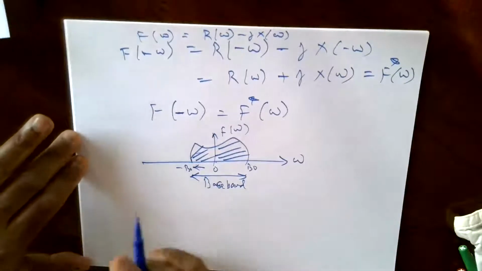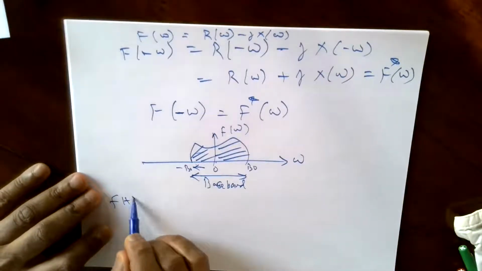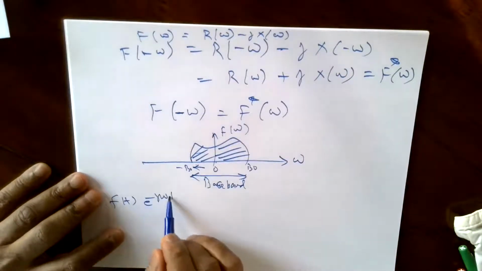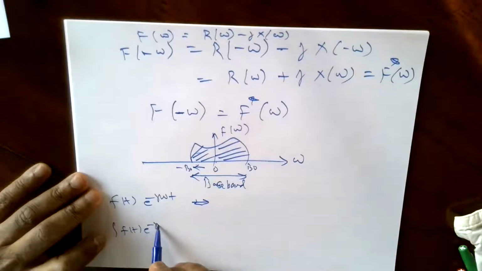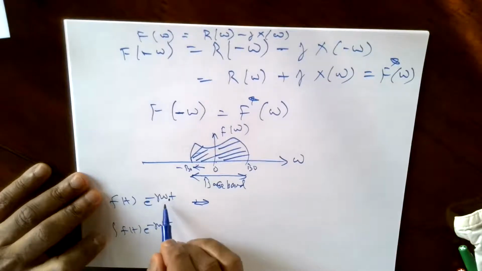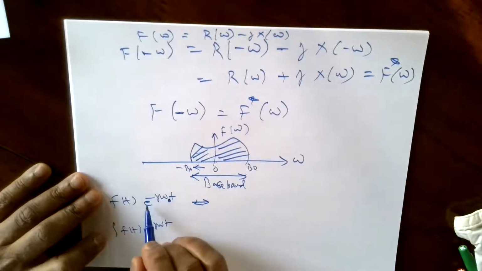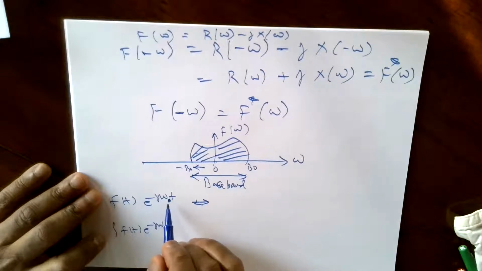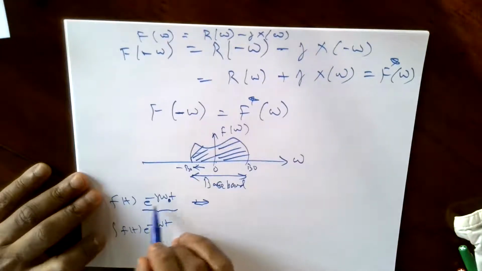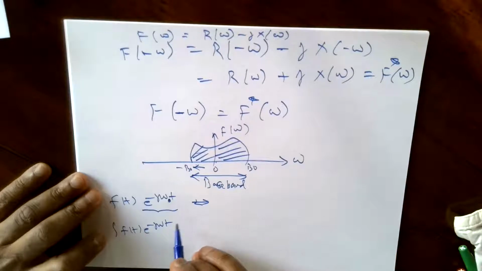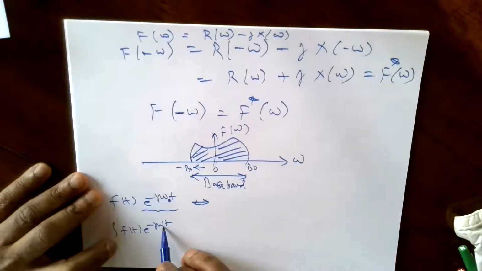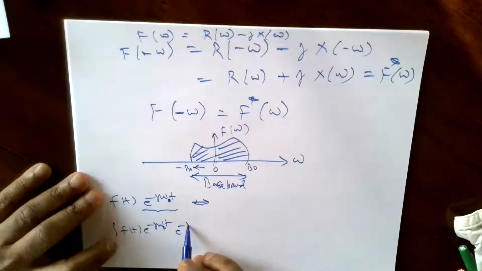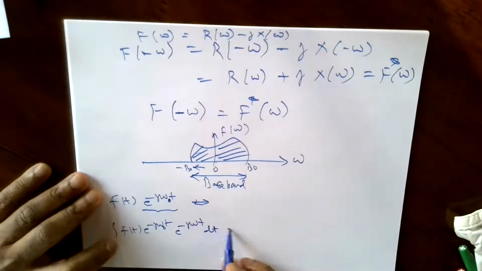To see that, let's see what the transform of f of t e raised to minus j omega t is. So if you do the Fourier transform of f of t e raised to minus j omega naught t, in other words, this is like a phase shift, or multiplying by a factor with slope omega naught, right? So multiplied by e raised to minus j omega t dt.